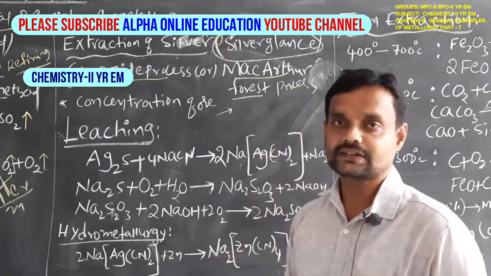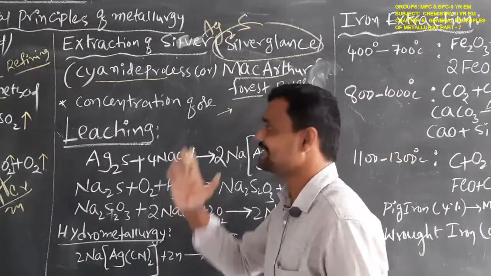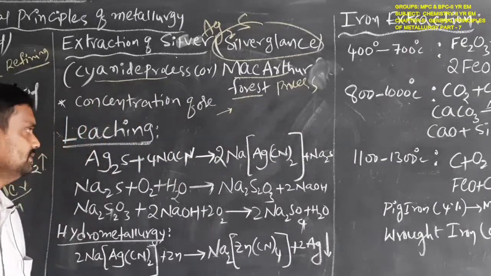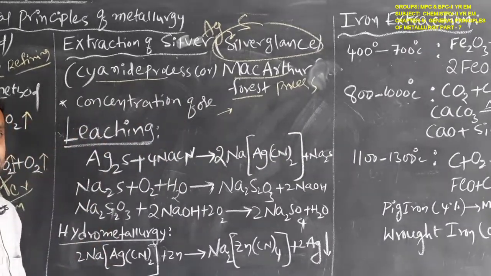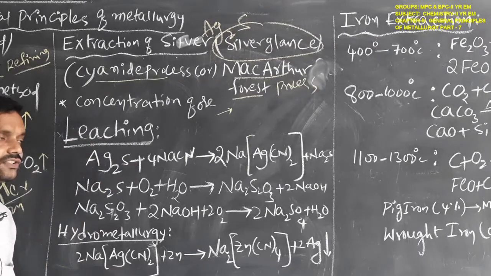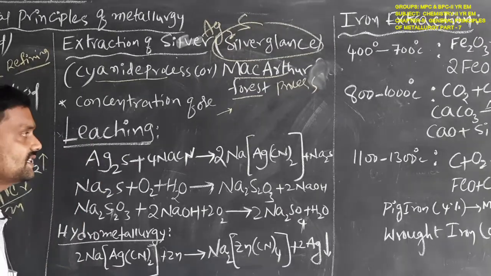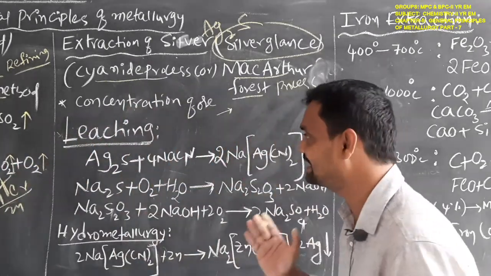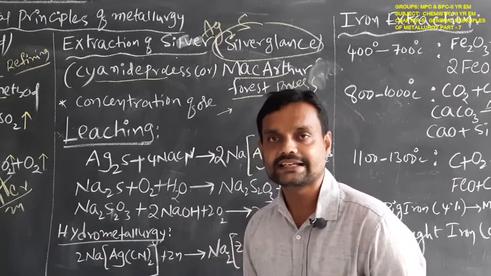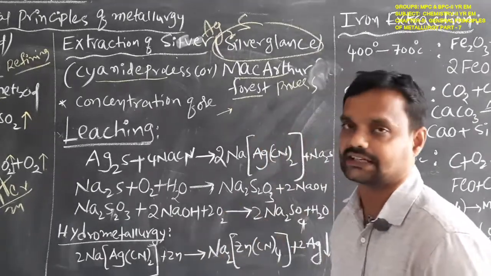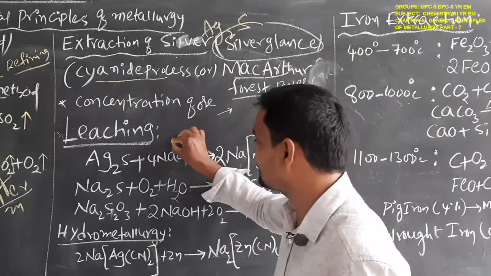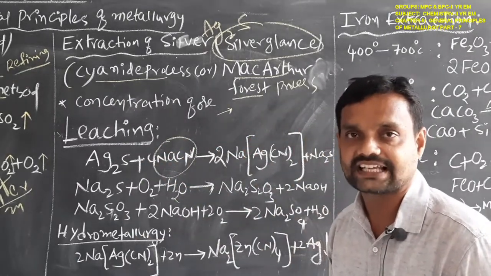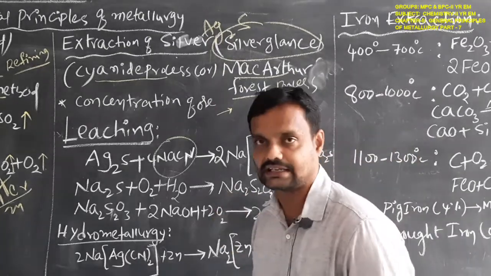Then that concentrated ore goes into the leaching process. Here the leaching method is used. In the leaching method, a suitable chemical reagent is used, which we discussed earlier. Here the suitable chemical reagent is sodium cyanide.